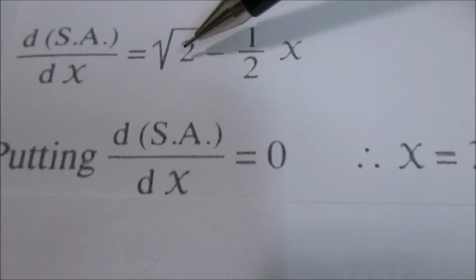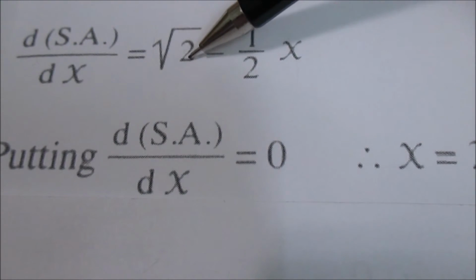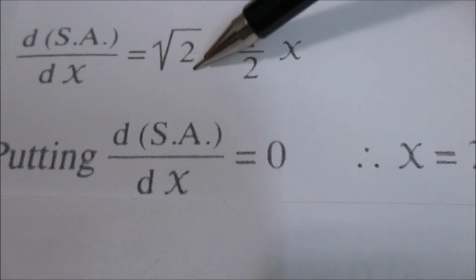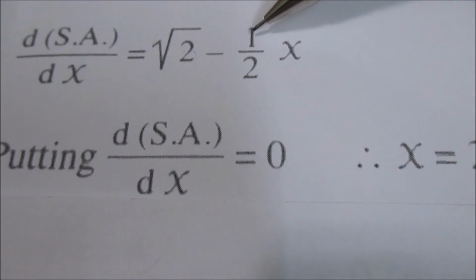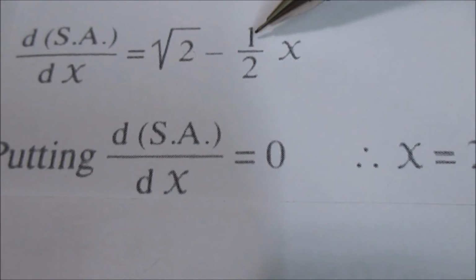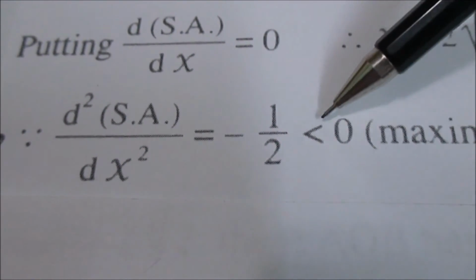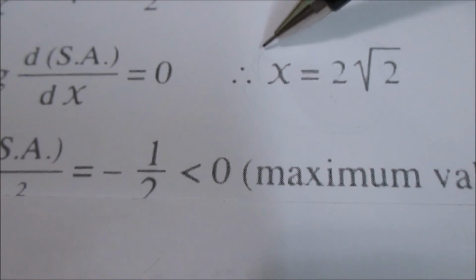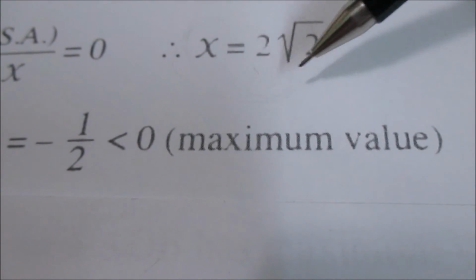root 2. هنجيب second derivative of the area as a check. فderivative of root 2 is 0 وderivative of negative 1 over 2x is negative 1 over 2. فالsecond derivative هيكون negative 1 over 2. ده دايما negative أو less than 0 بالتالي ال x value دي هتديني maximum area.